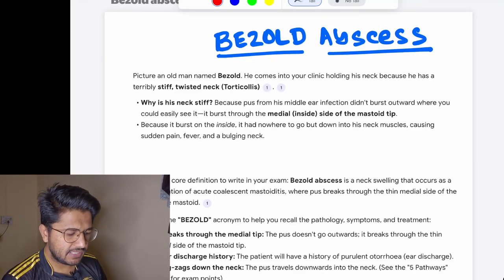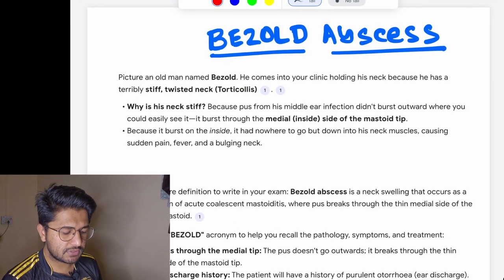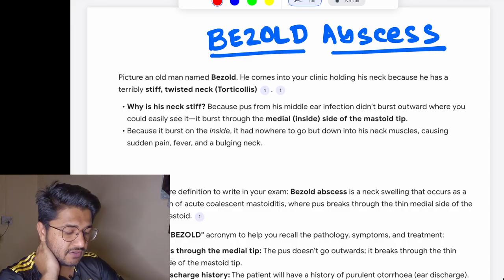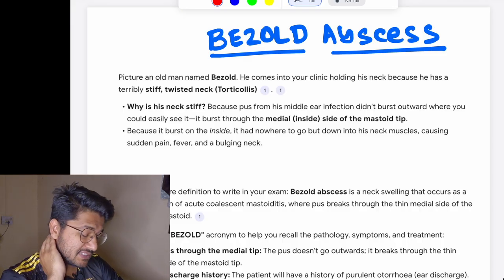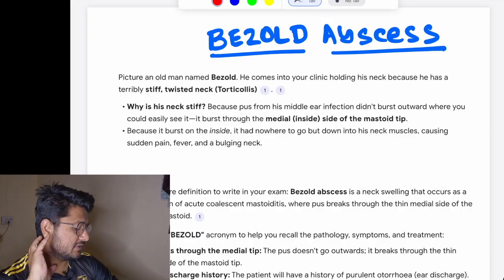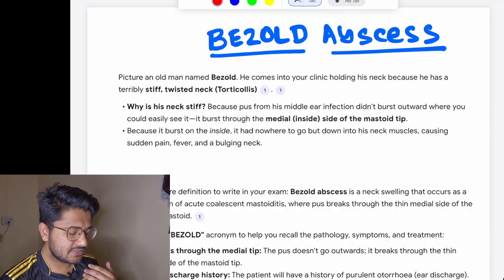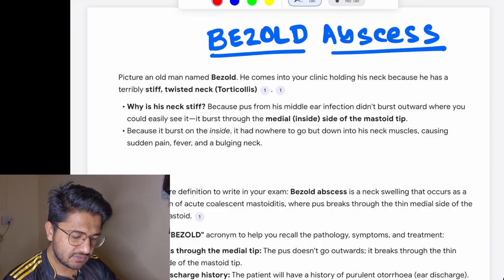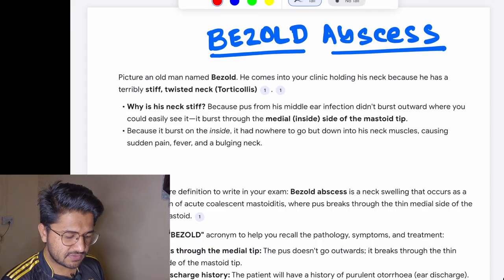Picture an old man named Bezold. He comes into your clinic holding his neck because he has a terribly stiff, twisted neck, that is torticollis. Why is his neck stiff? Because pus from his middle ear infection didn't burst outwards where you could easily see it.